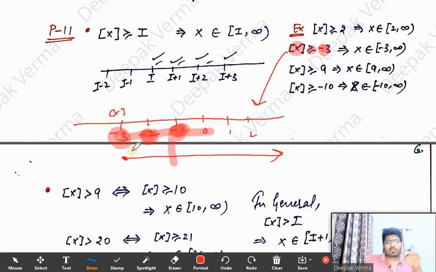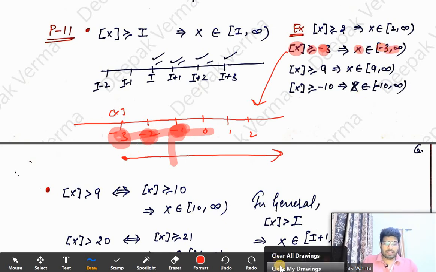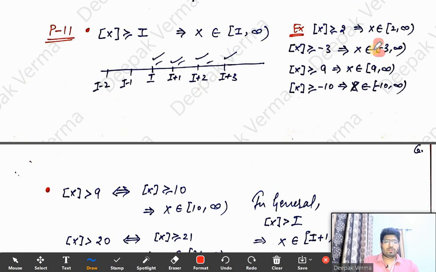Got it? We will get all the integers greater than or equal to minus 3 when x belongs to minus 3 to infinity. Of course, with minus 3 we will put a closed bracket. Now if we have box x greater than or equal to 9, of course 9 to infinity. With 9 we will put a closed bracket. If we have box x greater than or equal to minus 10, then minus 10 to infinity.